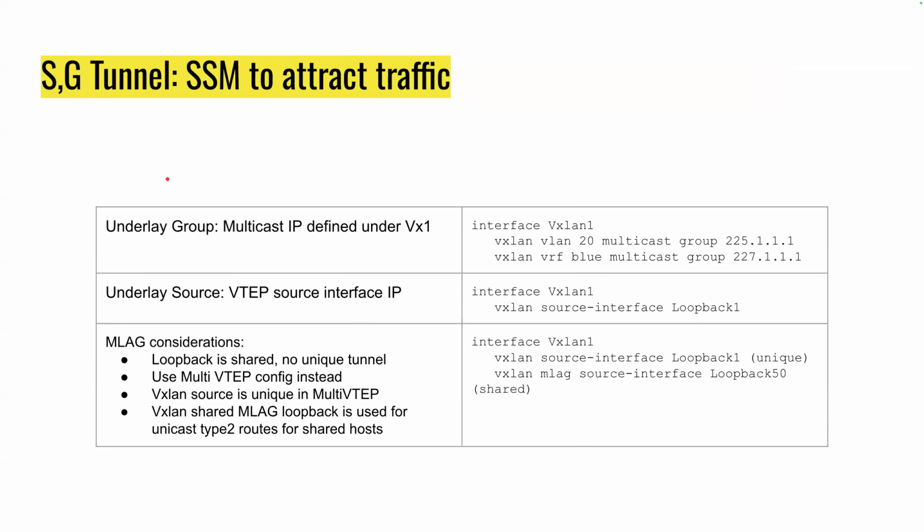And when we talk about how we create the underlay group and underlay source, under interface VX1, we give the group address per VLAN and per VRF. The source IP of that group would be the VXLAN source interface Loopback1 that we usually use for VXLAN. There are a few things written here for MLAG. We will cover them once we discuss MLAG.